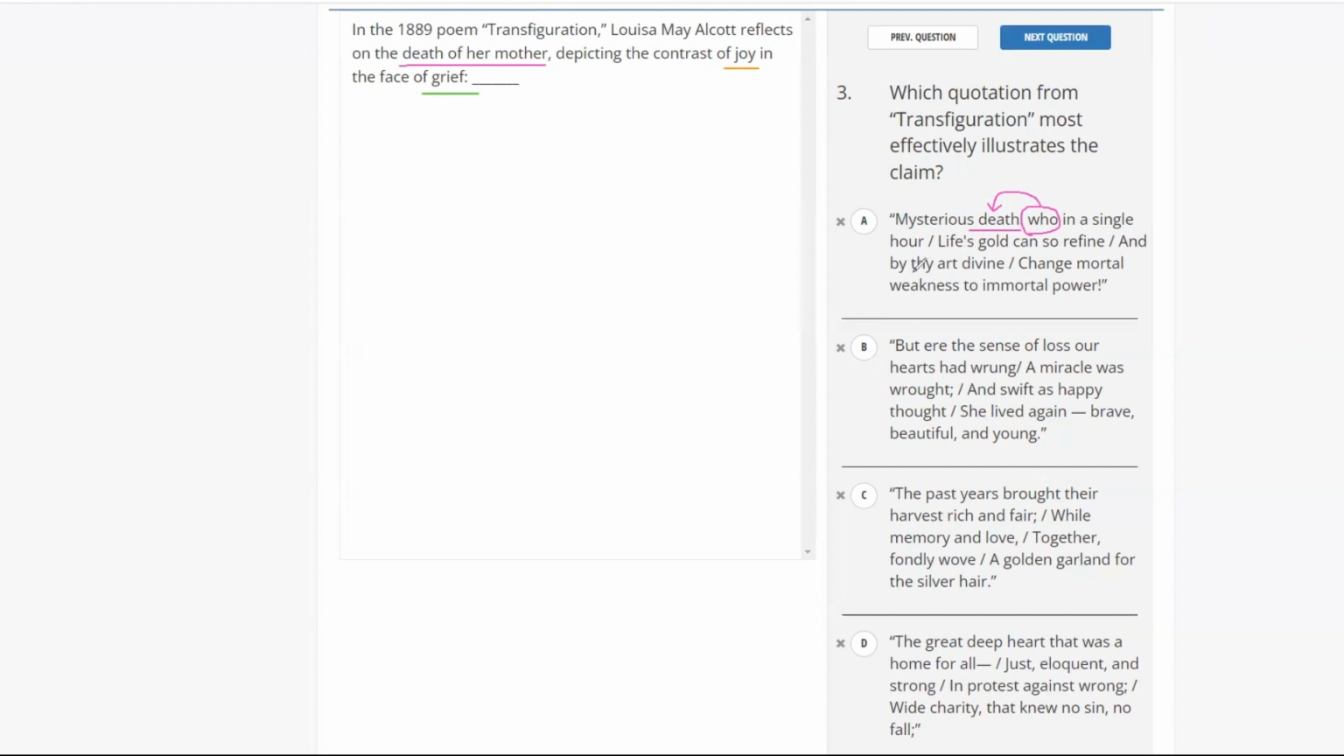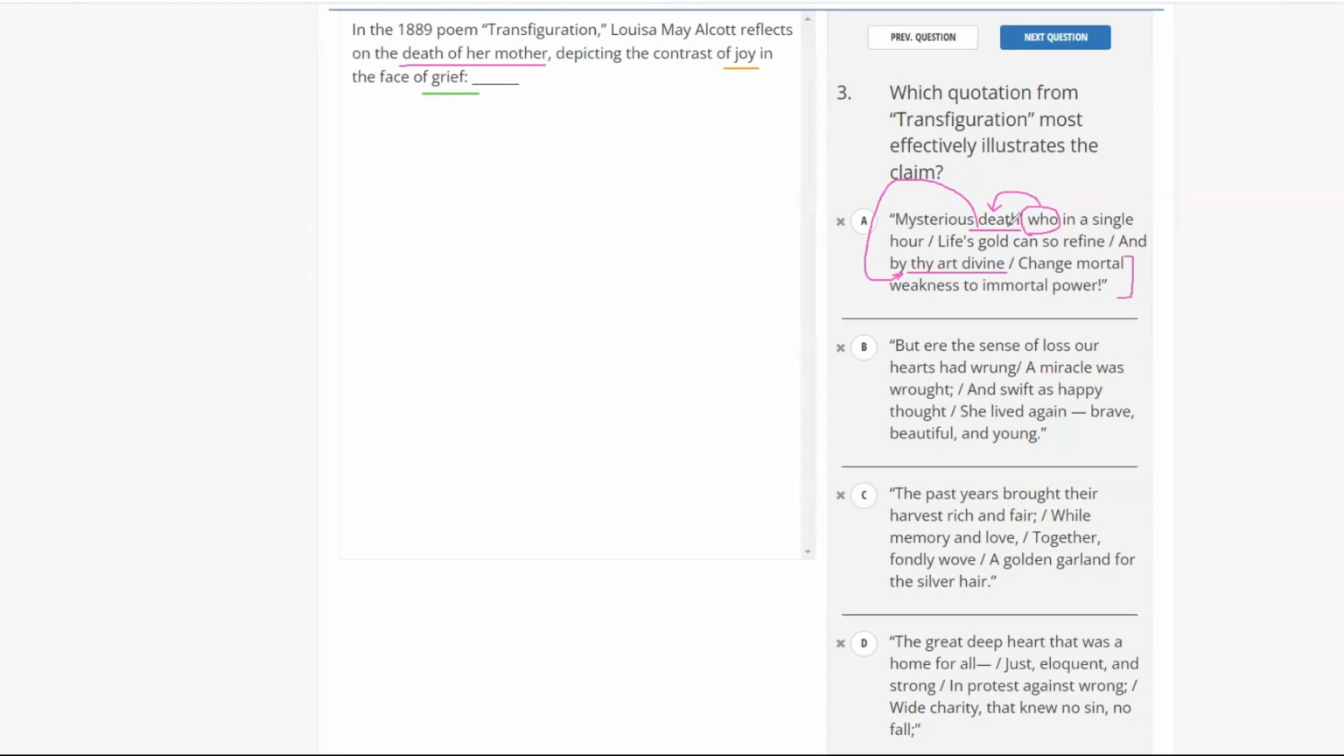And by thy art divine. Thy art divine. Well, whose art divine are we talking about here? Well, again, probably death's. That's how the quotation starts. So it's probably referring to death's art divine. Change mortal weakness to immortal power. What is this referring to? Again, probably death.